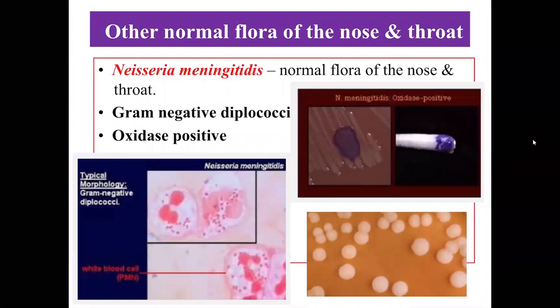There are other flora that we're going to find in the nose and throat. If we were doing this for real, you could possibly see some Neisseria meningitidis. Those are gram-negative diplococci. These are the cells, these are the bacteria. They are actually oxidase positive, which we didn't do the oxidase test for.